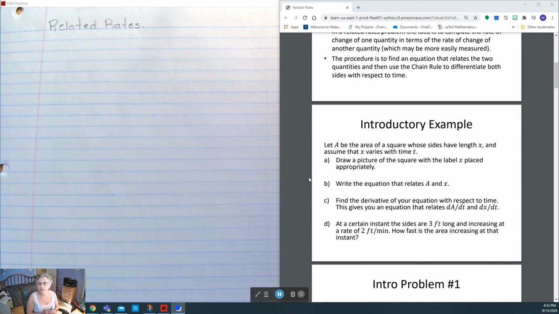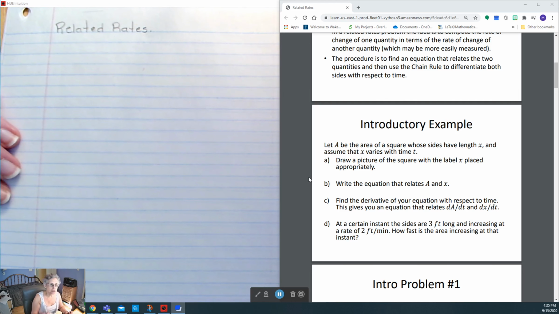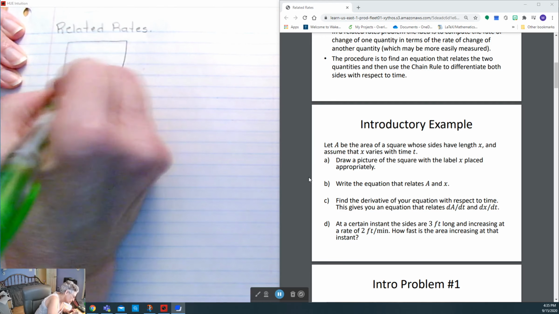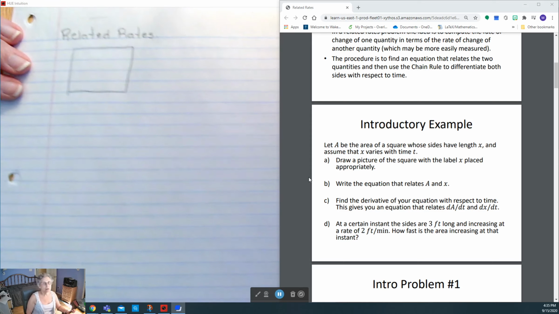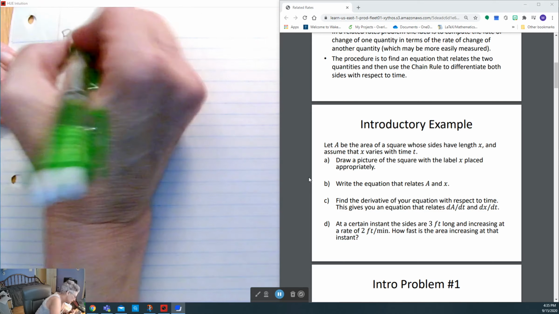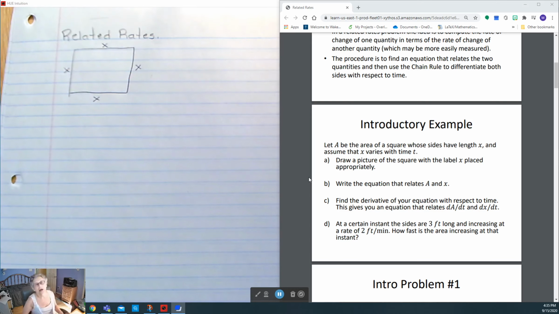A is the area of a square whose sides are length x, and their length varies with time. So we're going to start our process that we will use to solve these problems over and over again, the first step of which is to just draw a picture. And luckily squares are not that hard to draw. We're going to pretend like it looks like a square. And I always label things, so this side is x, that side is x. All the sides are x because it's a square, so all the sides are exactly the same.